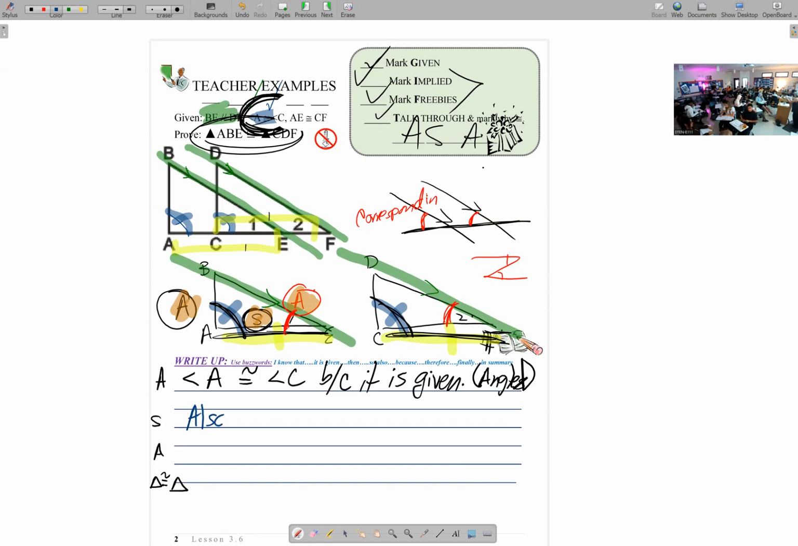Also, AE congruent to CF. Why? Because it is given. That's a pair of sides. Now be careful. I cannot automatically say 1 and 2 are equal. There's something I have to say beforehand. Tell a neighbor, before I can say 1 and 2 are equal, what has to be mentioned?